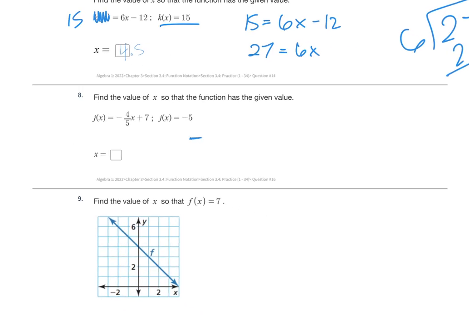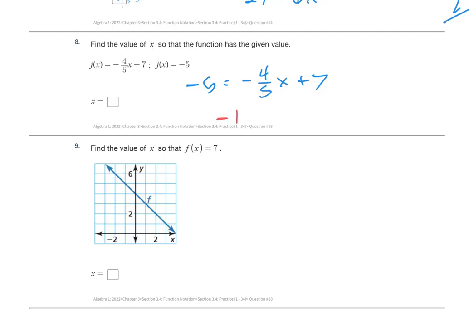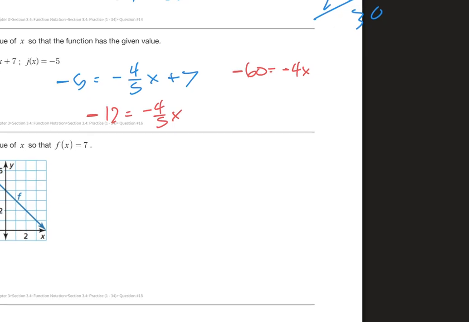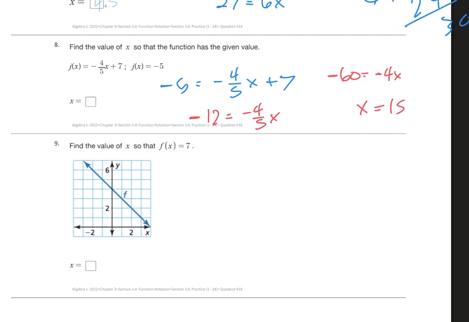Find the value of x. Same thing. Negative 5 equals negative 4/5 x plus 7. Subtract 7 to get negative 12. Multiply by 5, negative 60 equals negative 4x. And I think this is 15. Yeah.